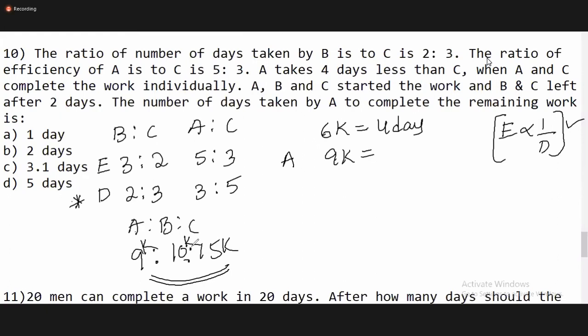The days ratio only, no? 9 is to 10 is to 15. Here the efficiency ratio is 5 is to 3, then the days ratio is 3 is to 5 only, no? Here the days ratio is 2 is to 3, that's what I wrote here, and efficiency would be 3 is to 2. Everything is perfectly right. When I'm mixing it, it's correct. Correct only.